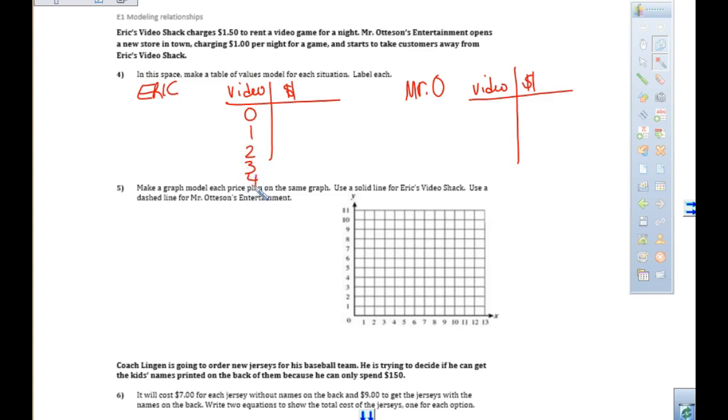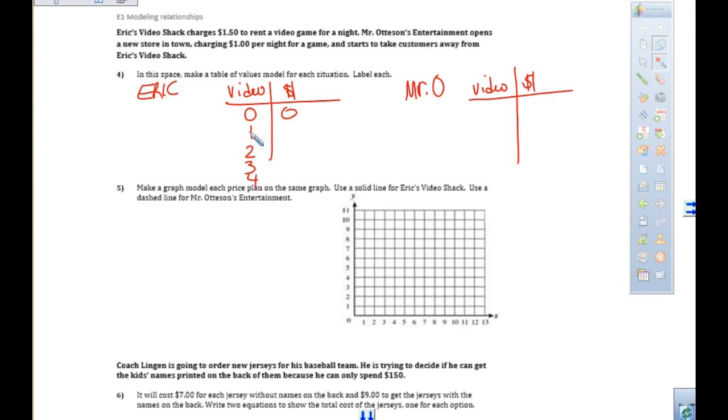So I need a table for both of them. Can you tell from reading the question, at 0, do they charge any money? No. No startup fee, right? So like when I purchase Netflix, I have to pay so much a month no matter if I watch anything or not, right? I'm paying up front. So this is 0 for 0, then you're going to put in your amounts.